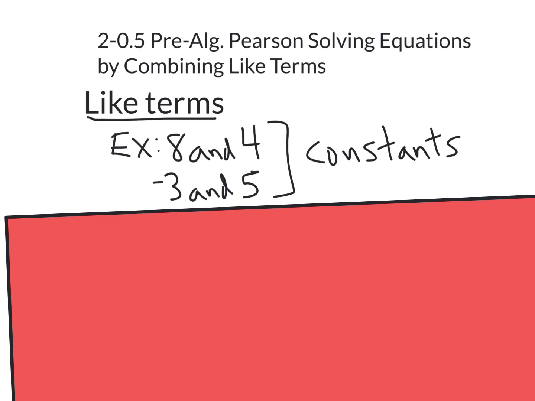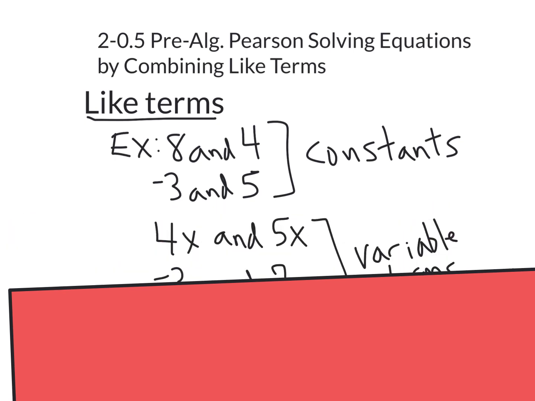So we've talked about it last year already, but just a refresher. When we talk about like terms, what are like terms? Well, one thing like terms could be is just constants, just plain numbers. Like 8 and 4 are like terms. -3 and 5 are like terms. They're just constants. They're just plain numbers.